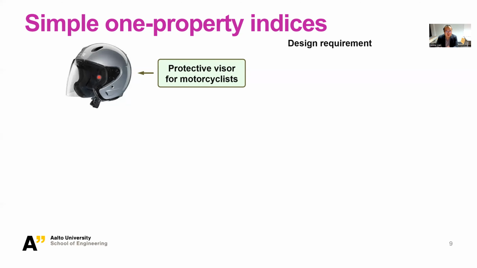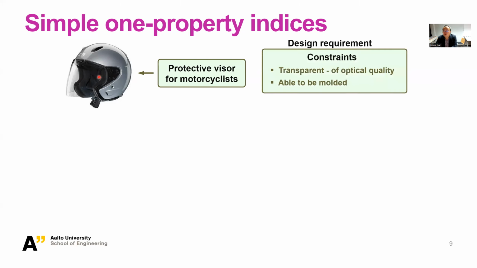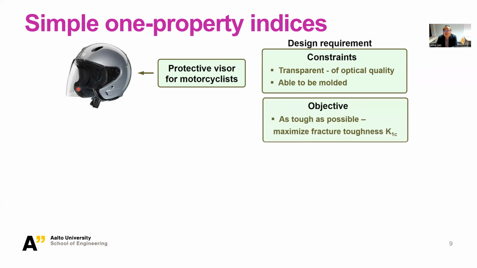For a motorcycle or anything. So you can see that the design requirements are easy. We have two constraints, basically. First, this cover has to be transparent, for the driver to be able to see. The second, it should be able to be molded. That's related to processes a little bit later.